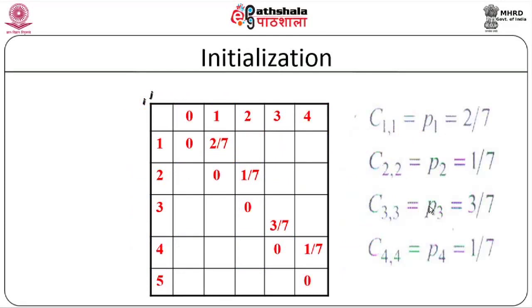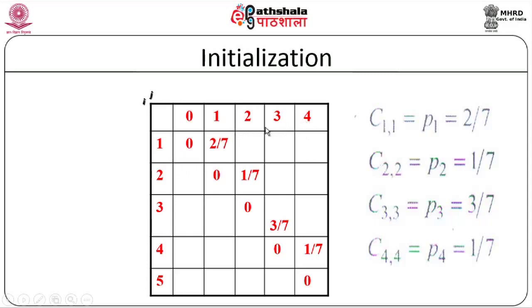This is how the table looks. You can see that there are 4 keys, so it starts from 1 to n plus 1. That means it is going to be 5, and on this side we have 4 keys, so it ranges from 0 to 4. Now this is the initial structure of the table.